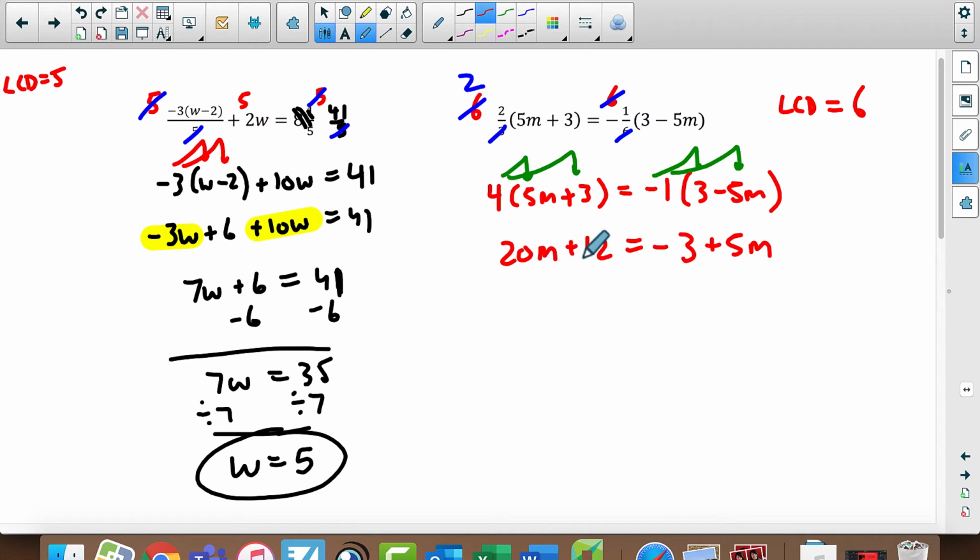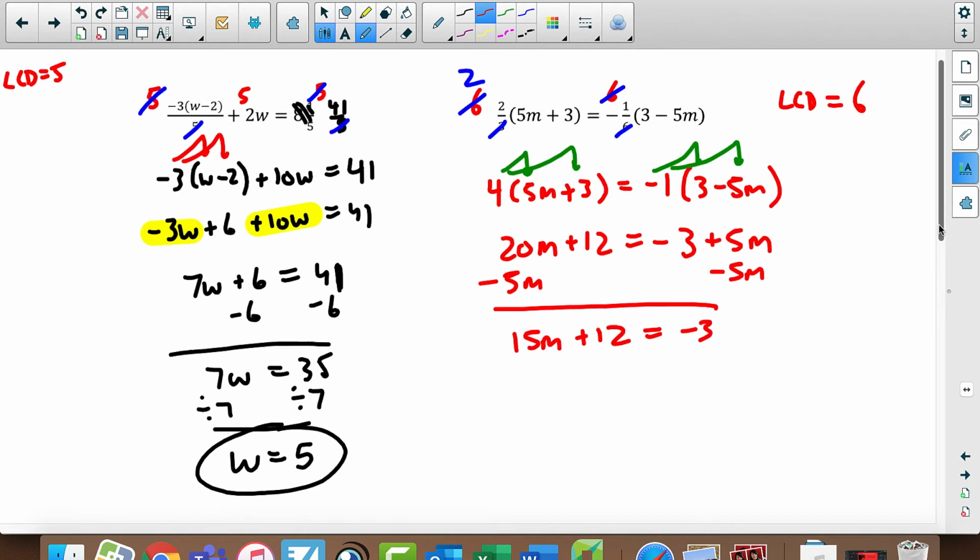Do we have like terms? No, we don't. Do we have terms on both sides? Yes, we have 20m here and 5m here. So let's take the smaller one and subtract it. Get rid of it on this side. 20m take away 5m is 15m plus 12 equals negative 3.